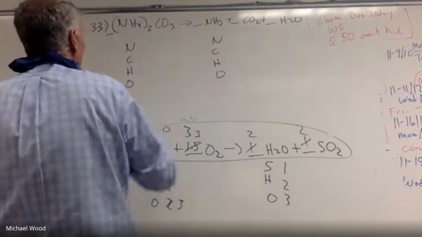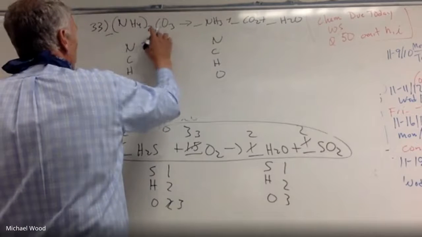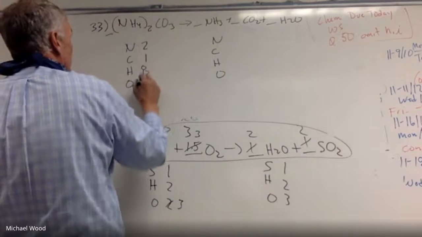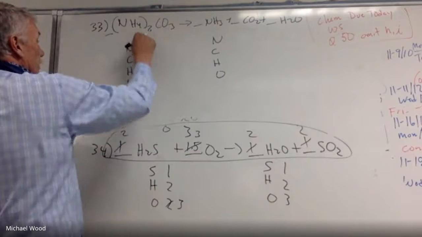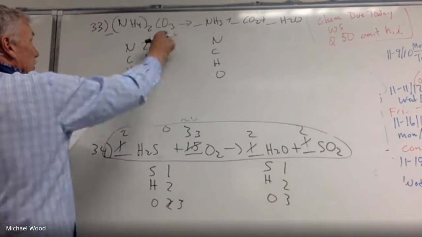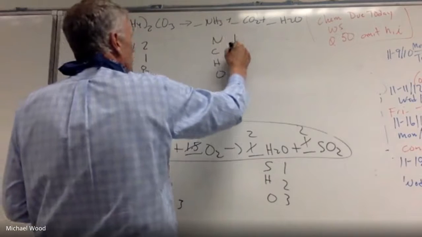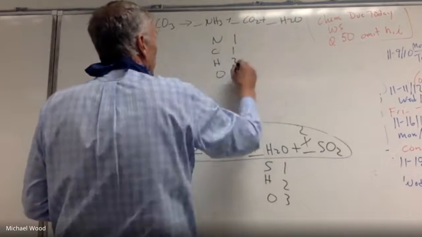So if I do my accounting, I've got 2 N's, I've got 1 C, I've got 2 times 4, 8 H's, and I've got 3 O's. Over here I've got 1 N, I've got 1 C, I've got 3 H's, and I have 2 plus 1, I have 3 O's.